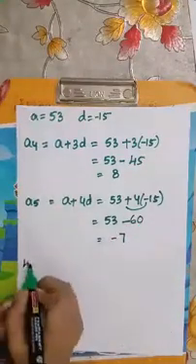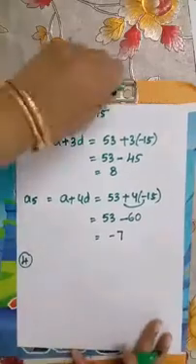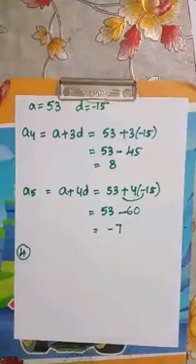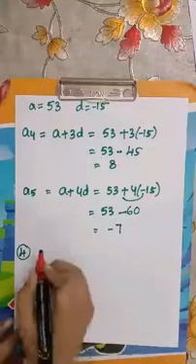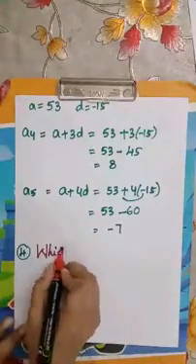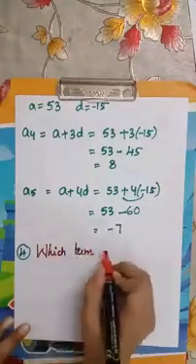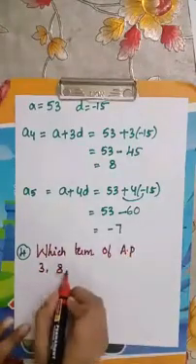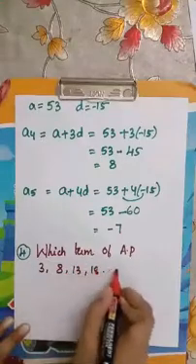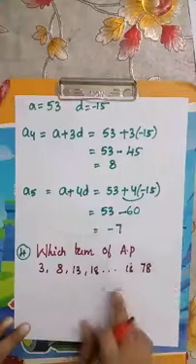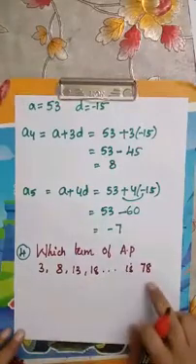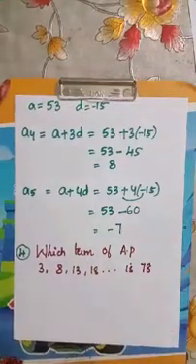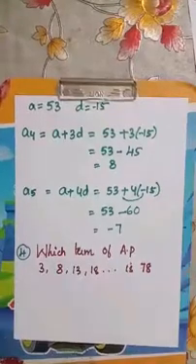Okay, let's move to the fourth question. Which term of an AP 3, 8, 13, 18 and so on is 78? यानी कौन से टर्म का आंसर 78 रहेगा. So we have to find here n. टर्म यानी कौन सा टर्म, which term n we have to find here.